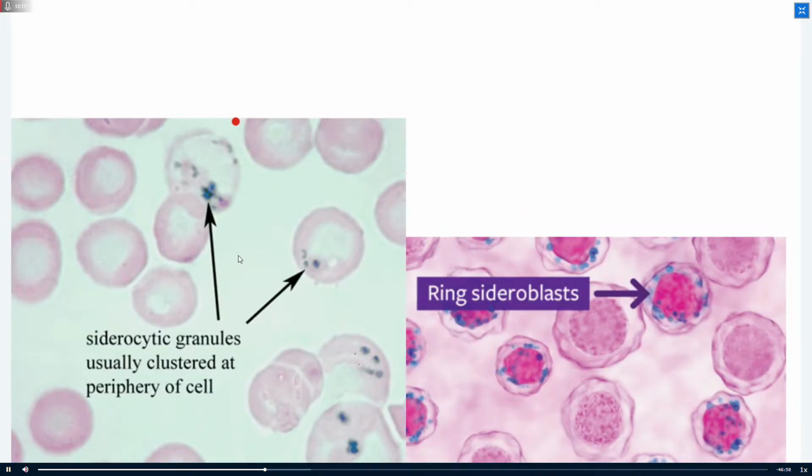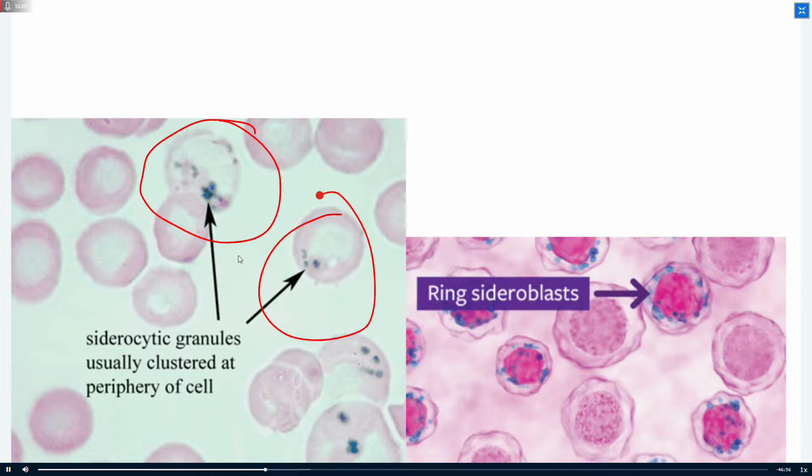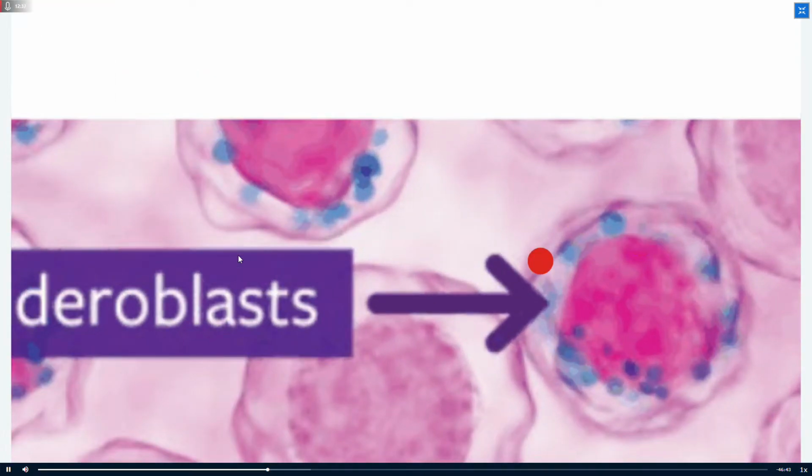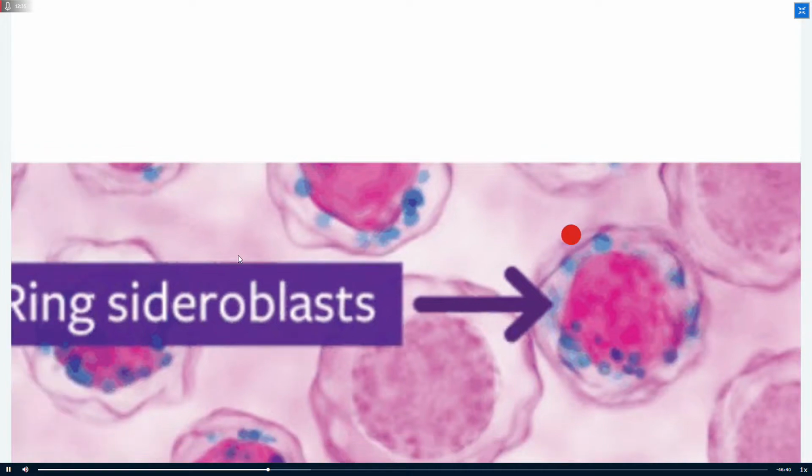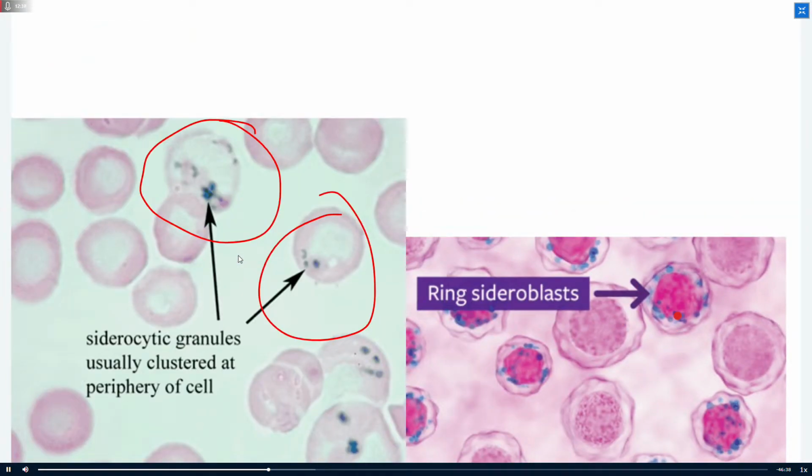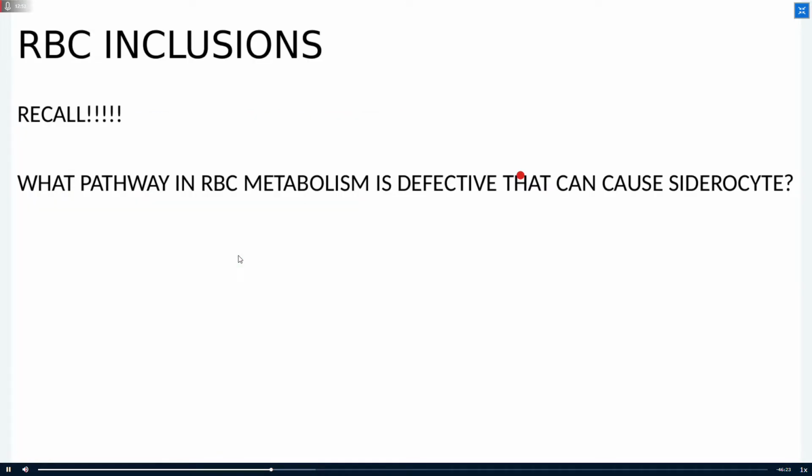So this is the appearance, class, of your siderotic granules. They are often found in the periphery of the cell. And this would be your ring sideroblasts. If you notice, the siderotic granules would surround the nucleus of the blast. Entiendes? Okay. So, nasagot nyo na to.